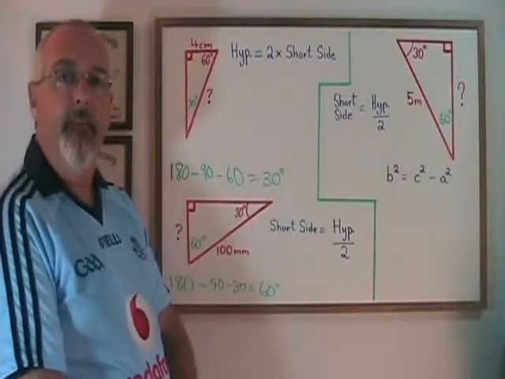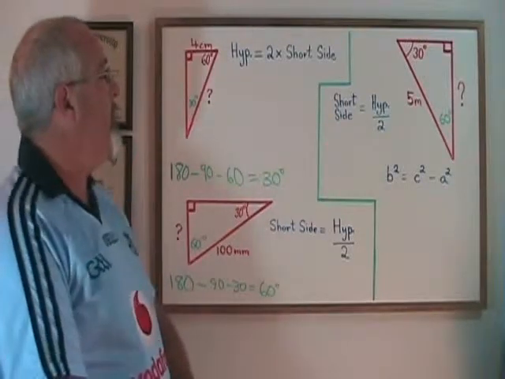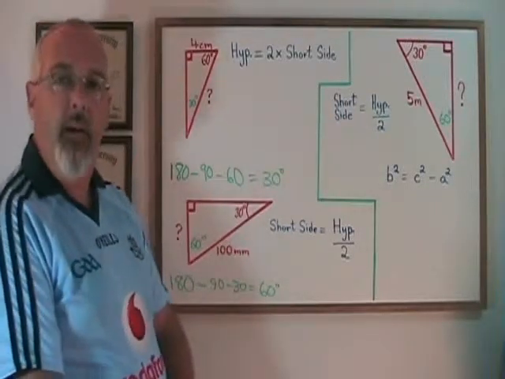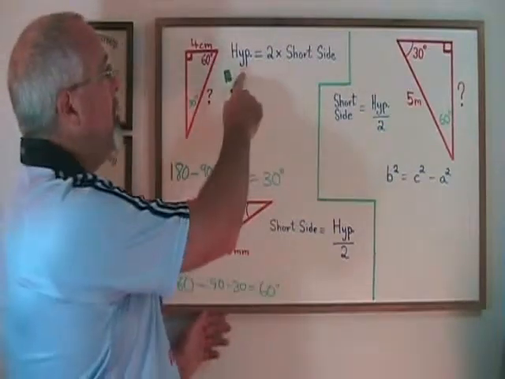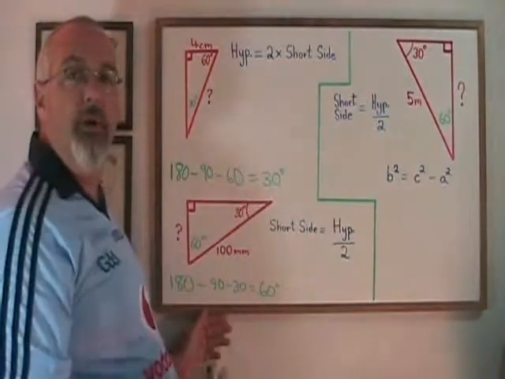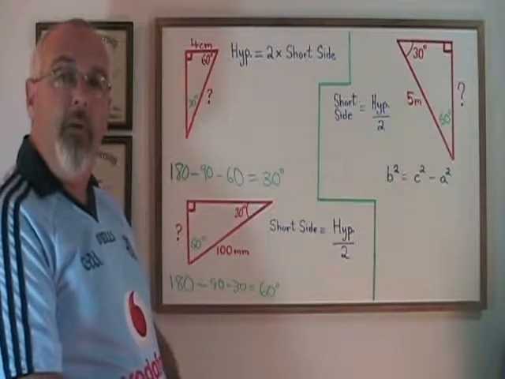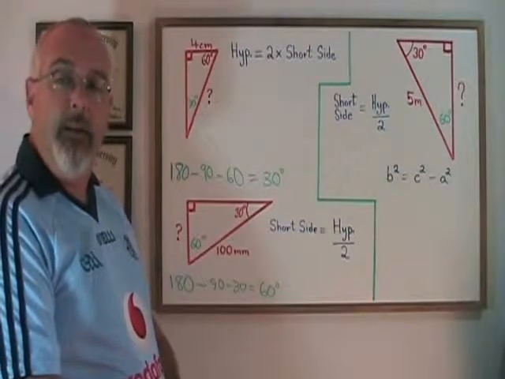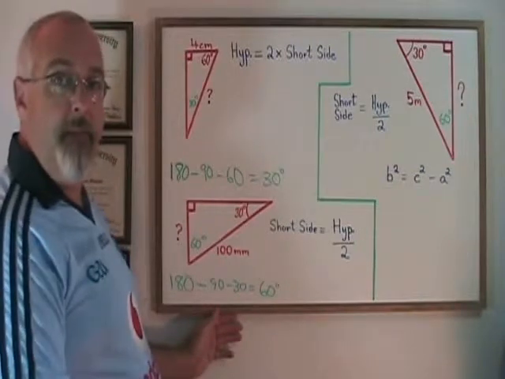The special property that affects only 30 degree, 60 degree, 90 degree right triangles is that in those triangles, the length of the hypotenuse is always equal to exactly double the length of the short side or the short leg. This is not the only property that affects 30, 60, 90 triangles, but it is the property that we are dealing with in this video.